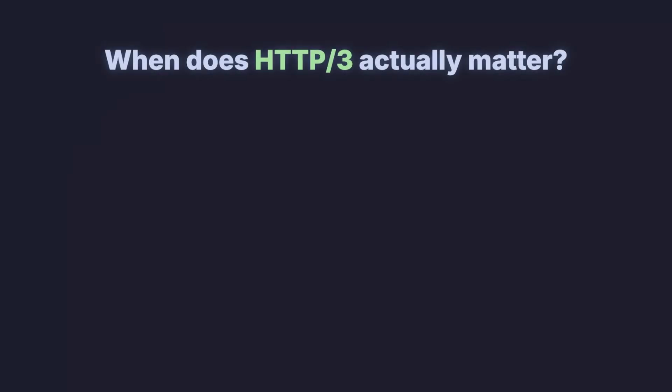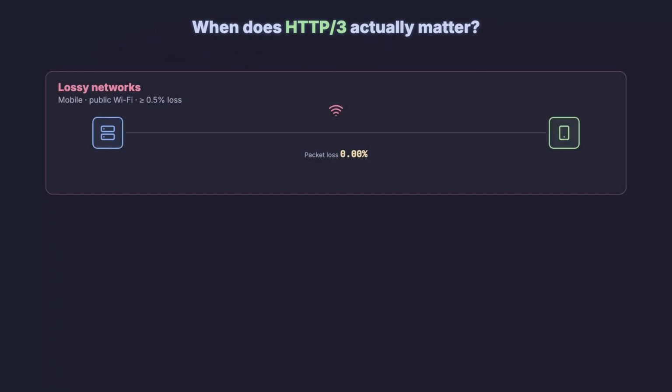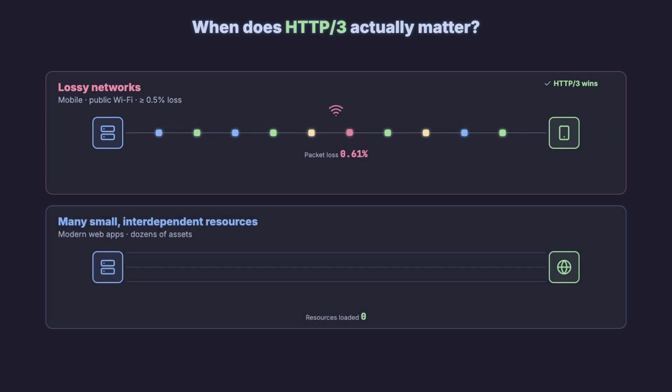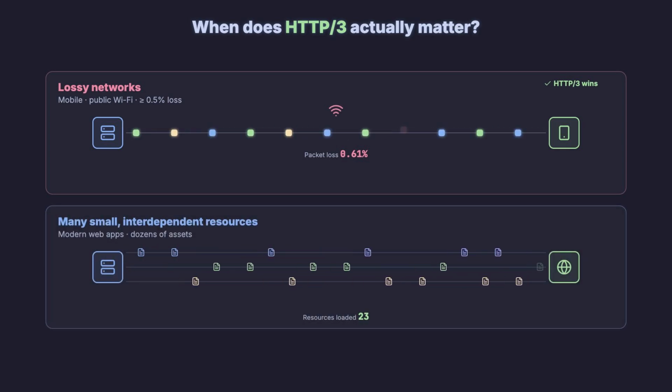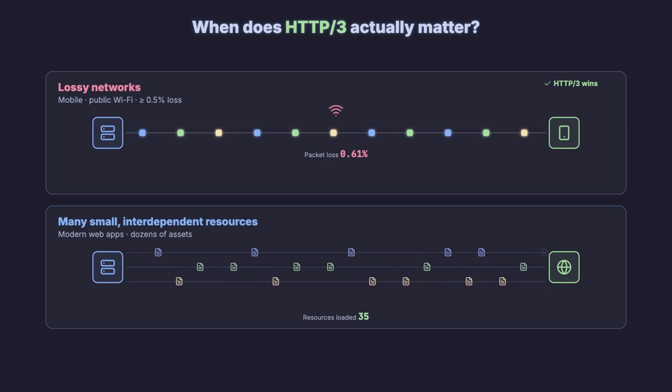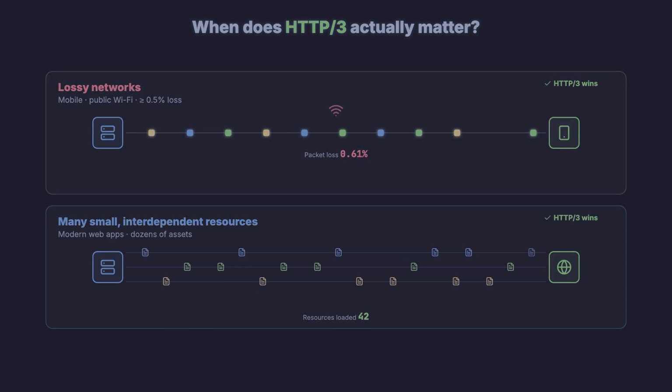So, when does HTTP 3 really matter? It shines on lossy networks. Think mobile, public Wi-Fi, any environment where packet loss regularly hits 0.5% or more. It makes a measurable difference for sites with many small, interdependent resources, like modern web applications.